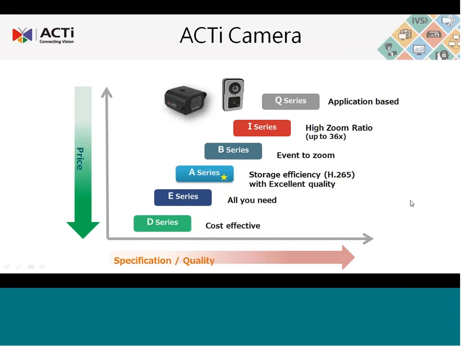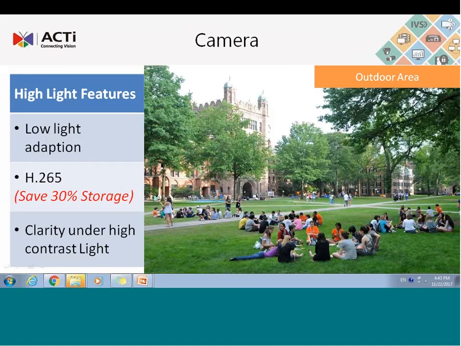models for you. So here, the first one, I will introduce the outdoor area, and here I highlight some features. The first one is low light adaptation, and it's very important because in some outdoor areas there is no street light, so at night it will be very dark. And if you would like to have less noise, then you need low light adaptation.